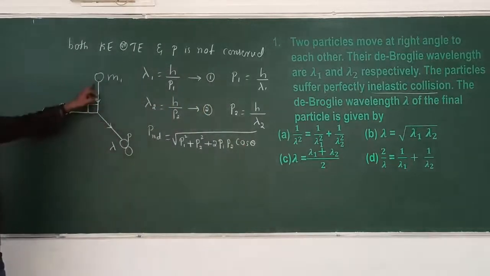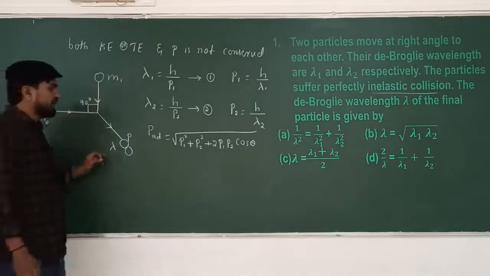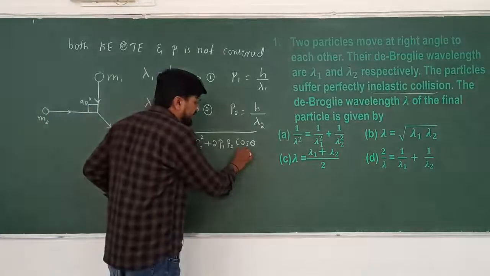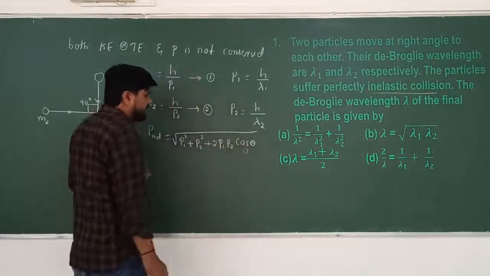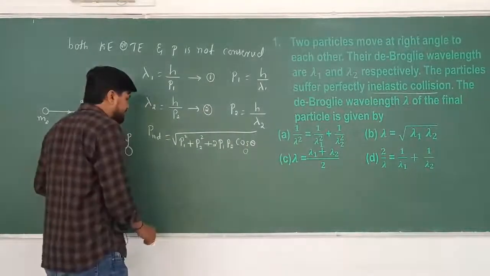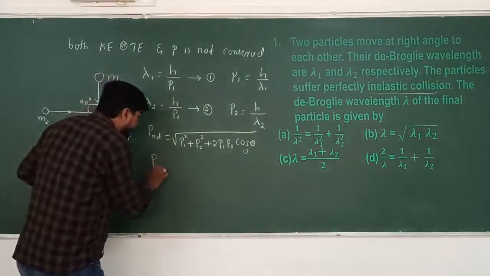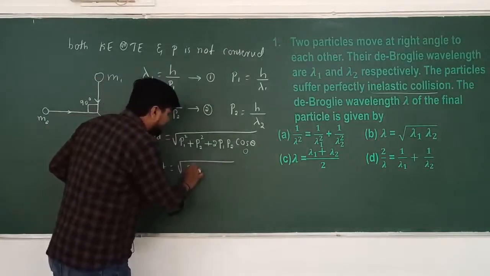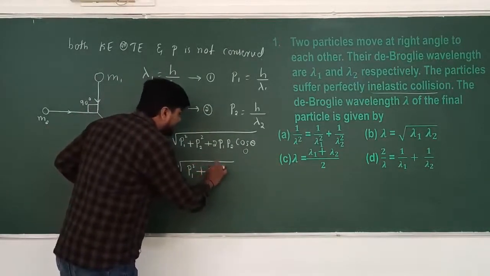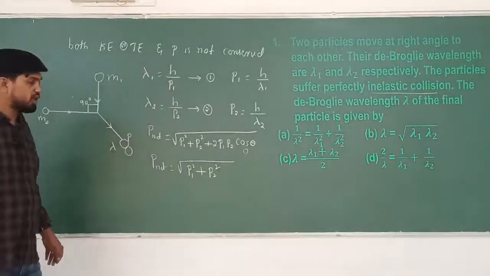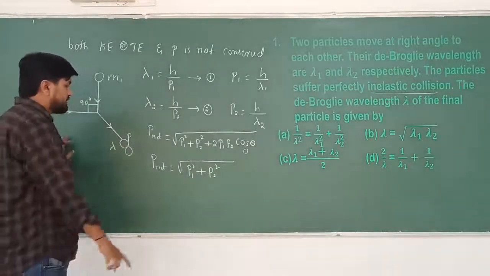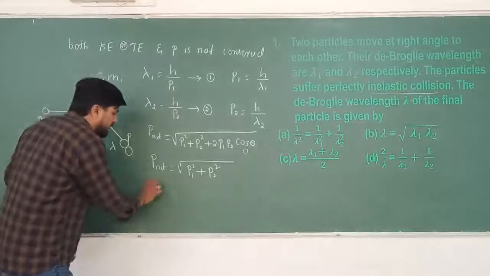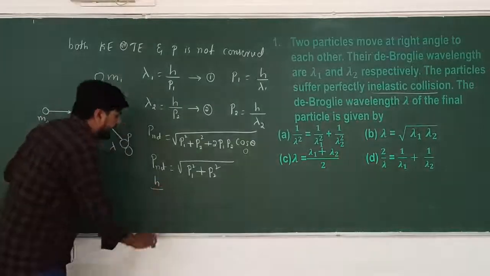The angle between the two particles of masses m1 and m2 is 90 degrees. So what is the value of cos 90? It is 0. So 2 p1 p2 cos 90 becomes 0. Therefore the net momentum is equal to the square root of p1 square plus p2 square. So the net momentum is equal to h by lambda.